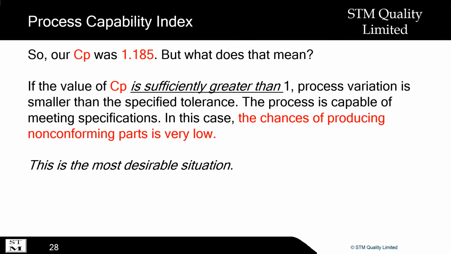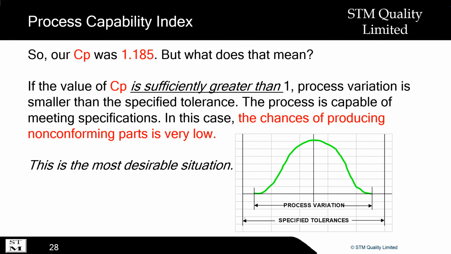If the value of CP is sufficiently greater than 1, process variation is smaller than the specified tolerance. The process is capable of meeting specifications. In this case, the chances of producing non-conforming parts is very low. This is the most desirable situation.